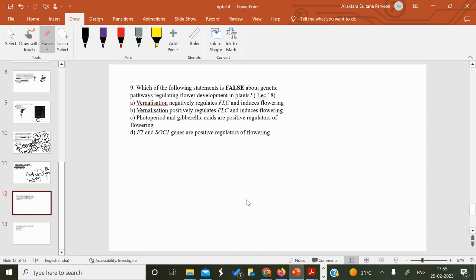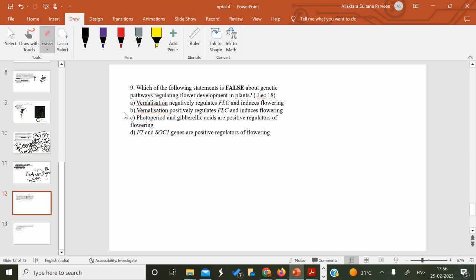Yes, this is correct. Photoperiod means the length of your day and night. So you might have already heard of short day and long day. It depends on that. And gibberellic acid is a hormone, and the cold treatment can induce gibberellic acid as well, which acts as a positive regulator of flowering. And FT and SOC1 genes are positive regulators of flowering. In the previous slide, I have mentioned that. So, as these three are correct, the answers are options A, C, and D.